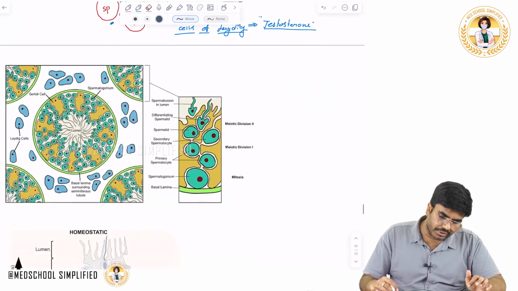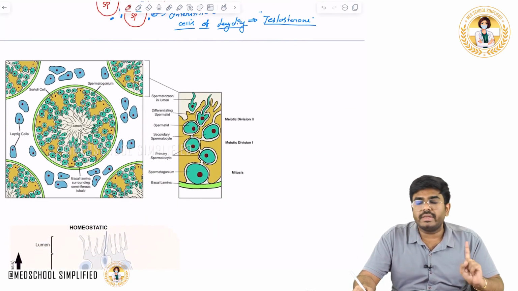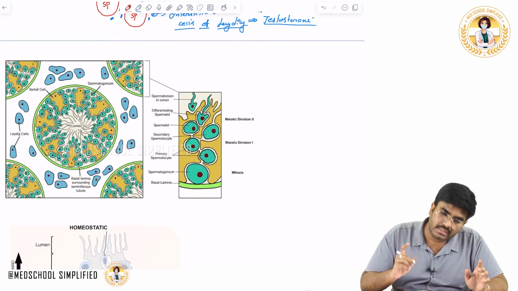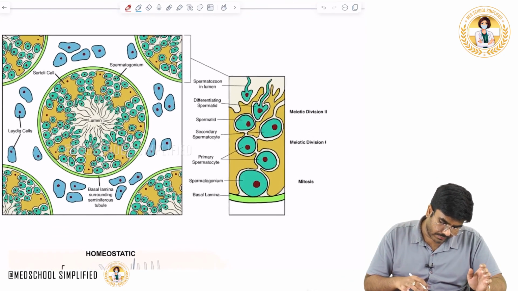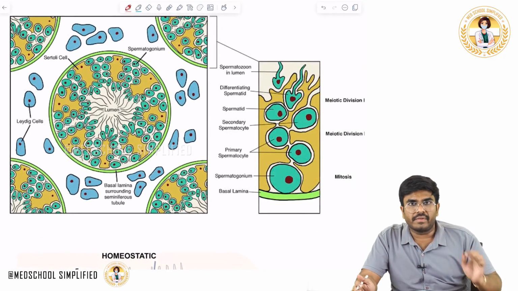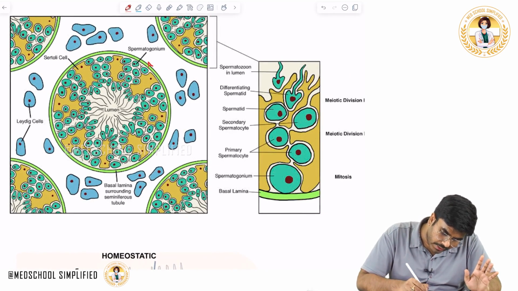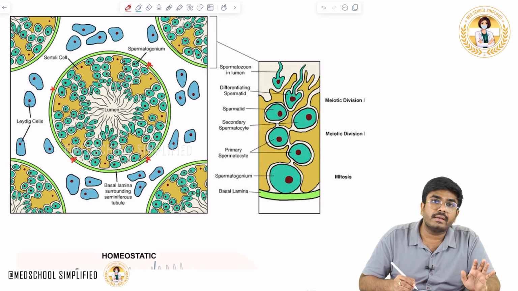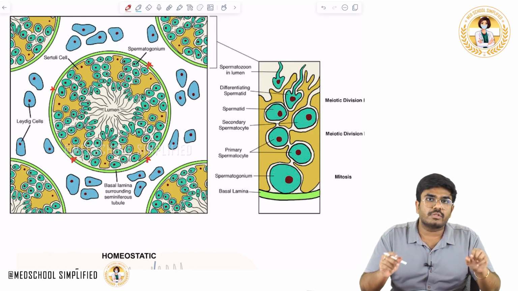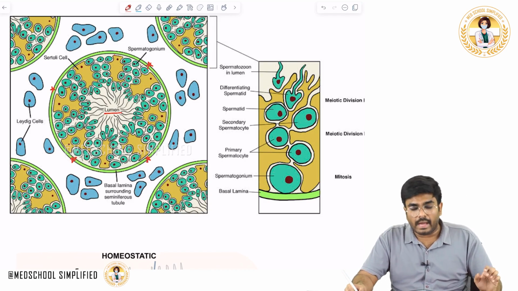Now, what else do I have to teach you? Some important points about the Sertoli cells, very important. Sertoli cells, I have told you, are nursing cells. Look here carefully. Here I am showing you the cross section of the testis. In the cross section of the testis, you know what this circle is? This circle is one seminiferous tubule. This is the center. Okay, I have told you.